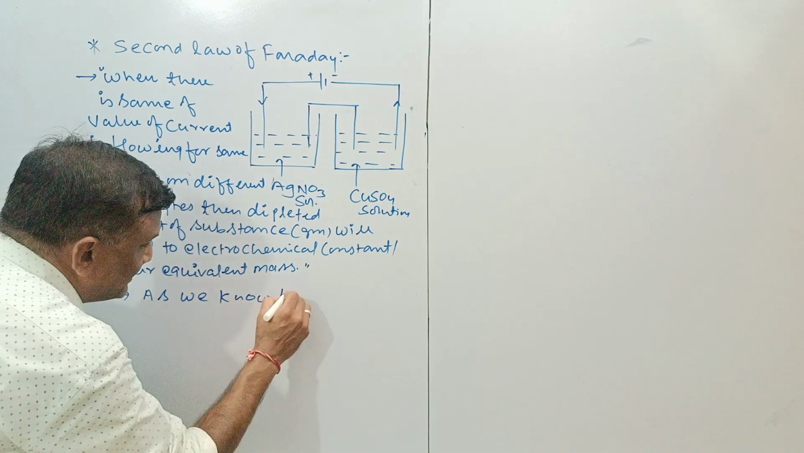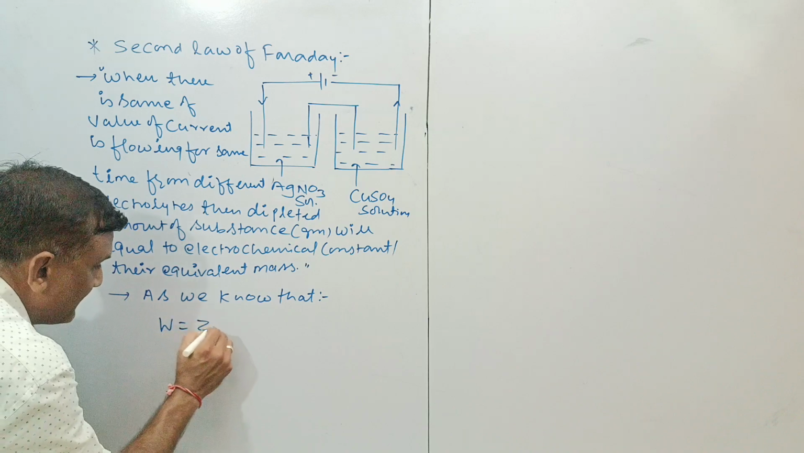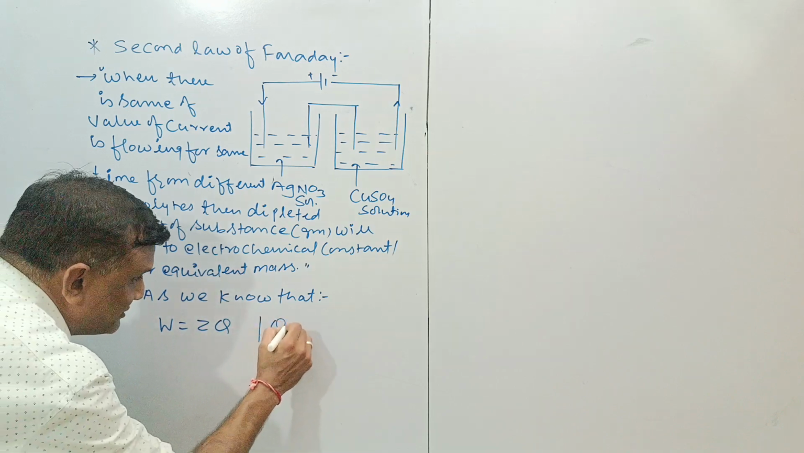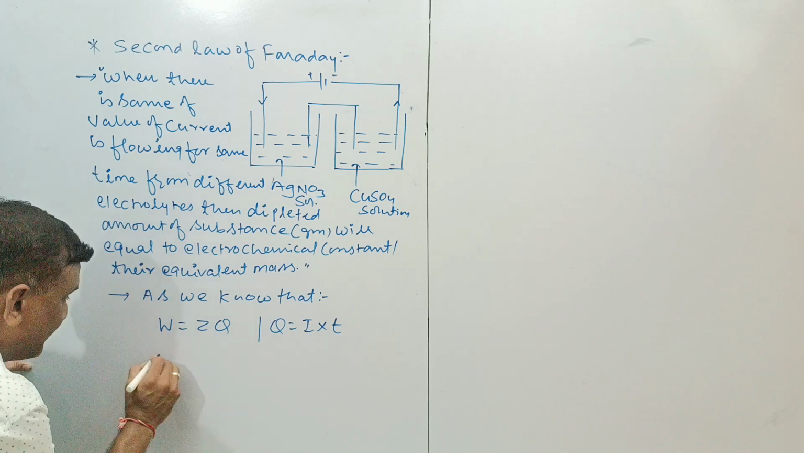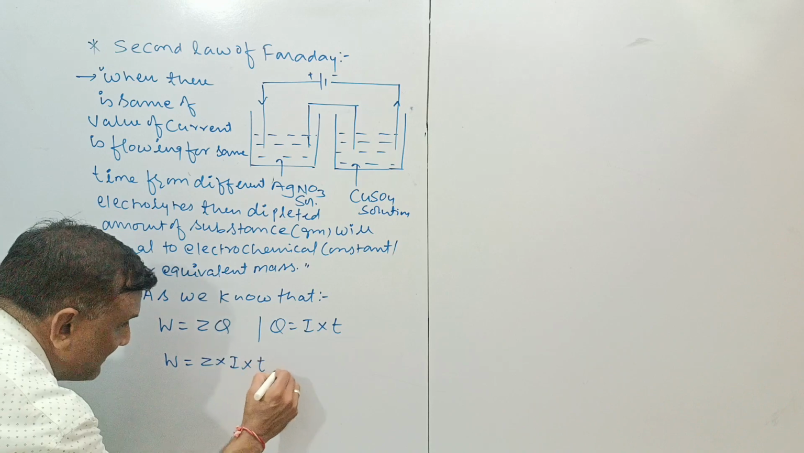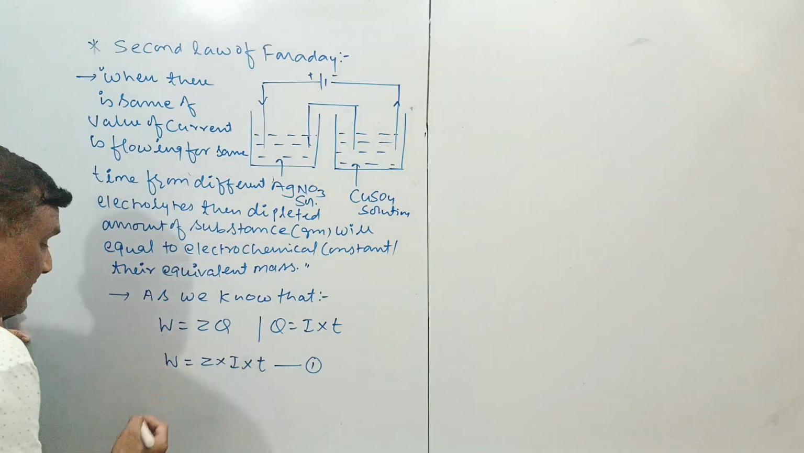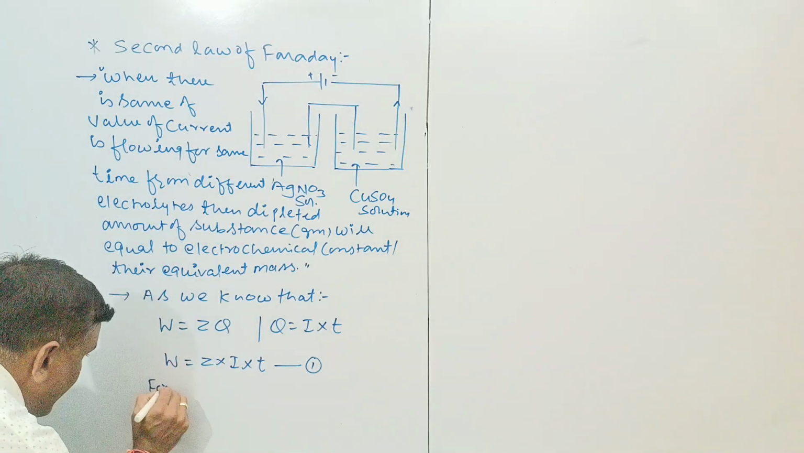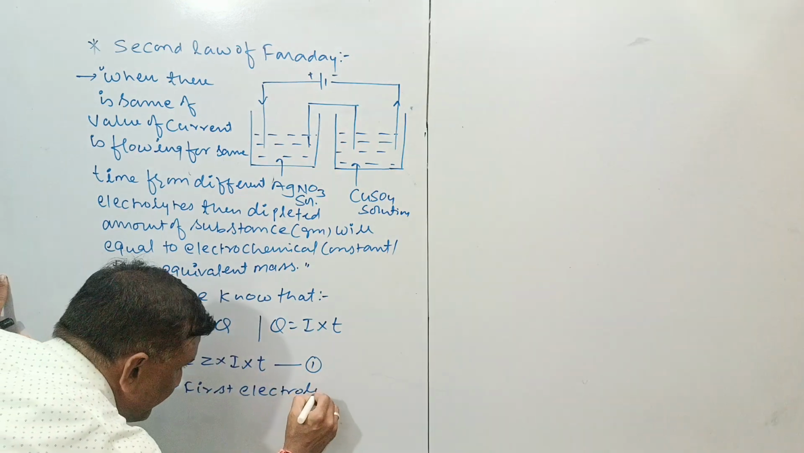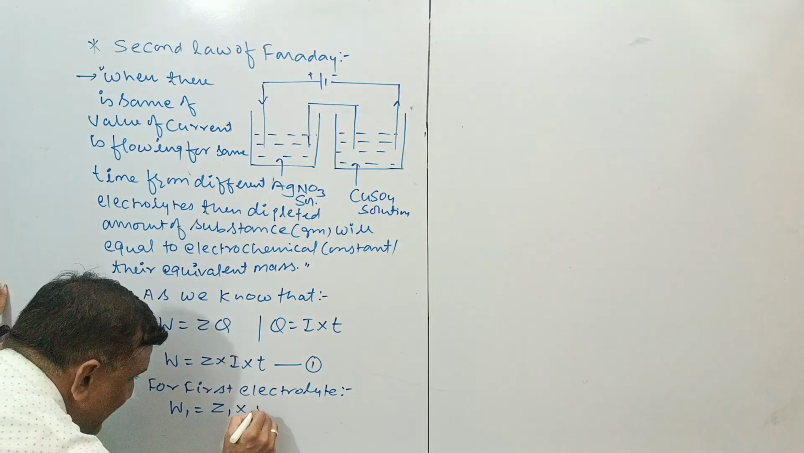the first law of Faraday is W equals ZQ. Z is the electrochemical constant and we all know Q equals I cross T. So the formula will be W equals Z into I into T. This is the first equation regarding the second law of Faraday. If we go with the first electrolyte, it will be W1 equals Z1 into I into T.